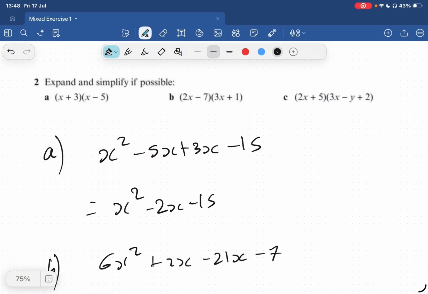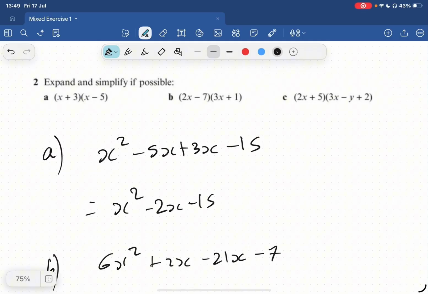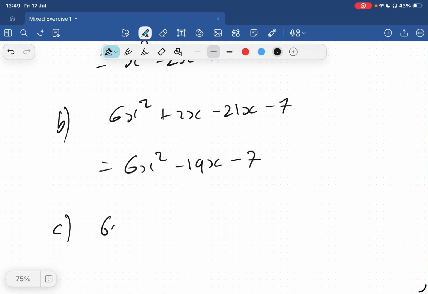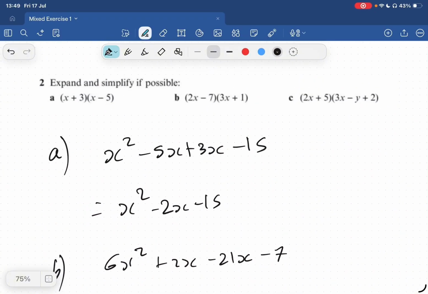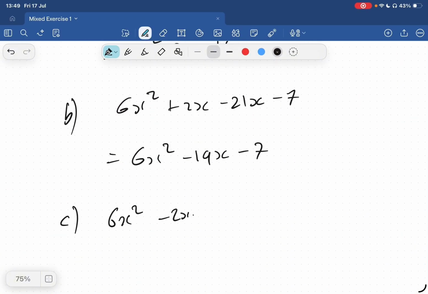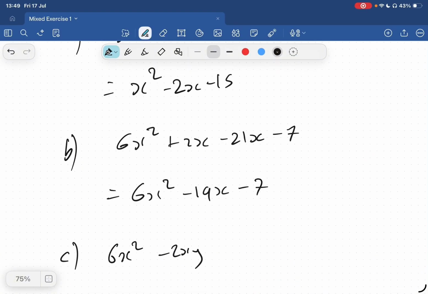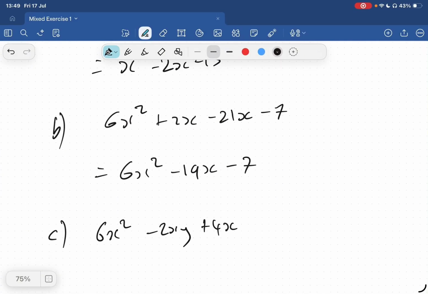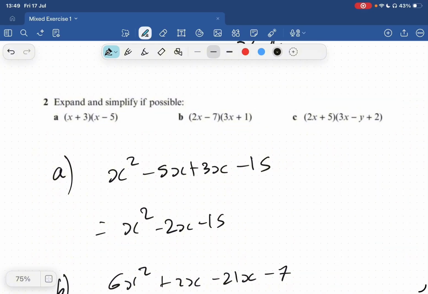Last one. Now with 3 numbers here, we can still do the same thing. So we've got 6x squared minus 2xy plus 4x. There's no point trying to simplify this yet. Just write them all out and then collect like terms.